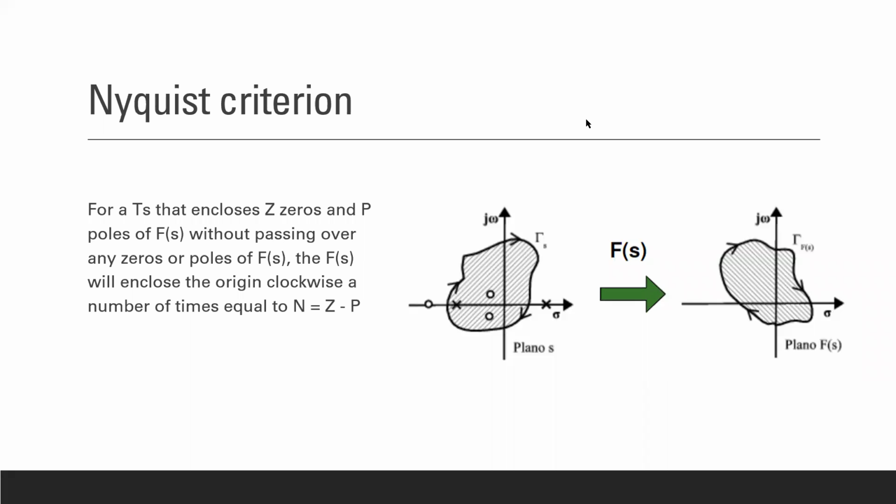And for the Nyquist criterion, for a contour Ts that encloses C zeros and P poles of the function F(s) without passing over any zeros or poles of F(s), F(s) will enclose the origin clockwise a number of times equal to N equals C minus P.